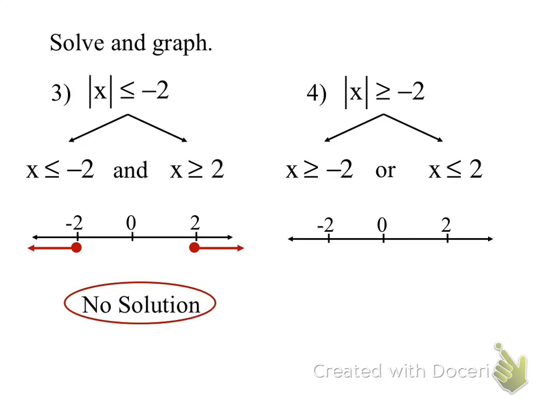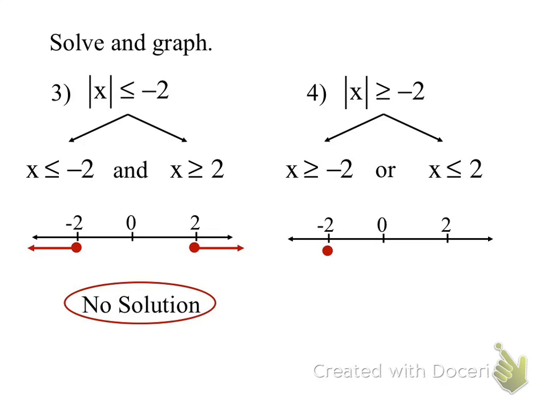Now, this is an or statement. What does that mean? It's a disjunction. What does that mean, disjunction? It's a union. It's all these numbers or any of these numbers. It doesn't need to be both. It could be one or the other. So it's a combination.